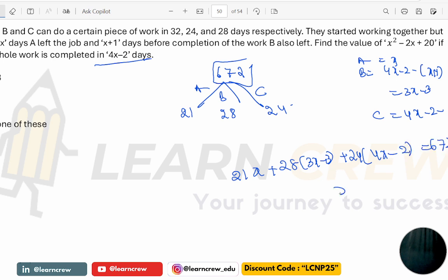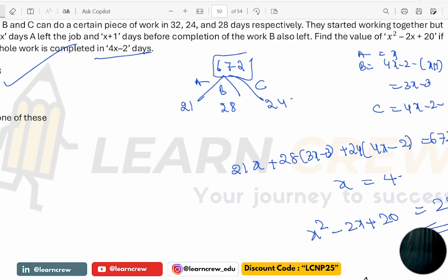If you solve this, you will get x is equal to 4. So you require x square minus 2x plus 20. X square minus 2x, so which is how much? 4 square, 16 plus 20, 36, minus 8, 28. So the answer is 28. It's an easy question.